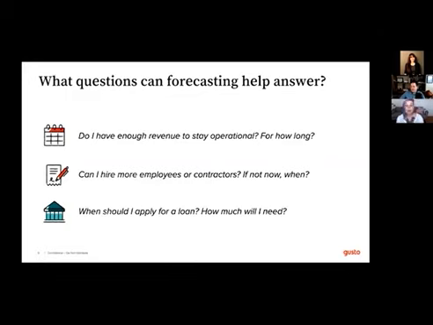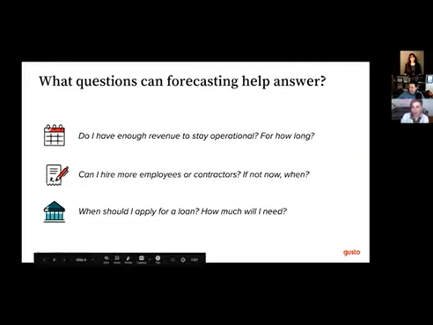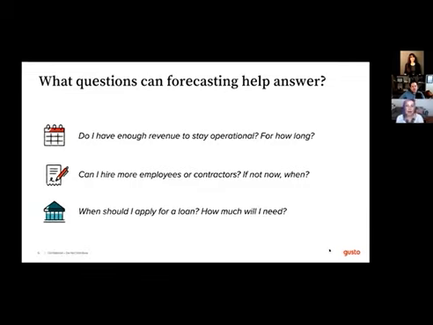Can I hire more employees or contractors? If not now, when, right? At what point do I have the need for more staff? And then at what point can I afford the additional staff, right? And what's the balance between those two factors? And when should I apply for a loan and how much? And I will even add to this, how will applying for a loan, how will taking out a loan affect my future cash flow needs?